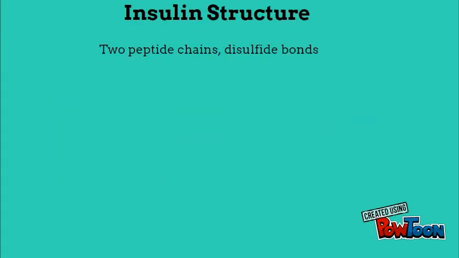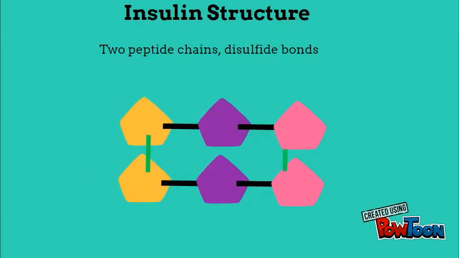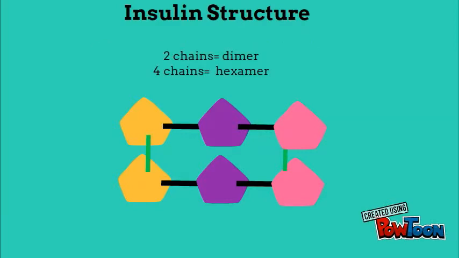The most common form of insulin is composed of two peptide chains, held together primarily by disulfide bonds. A single pair of these chains is known as a dimer. A larger molecule composed of 4 chains in total is a hexamer.